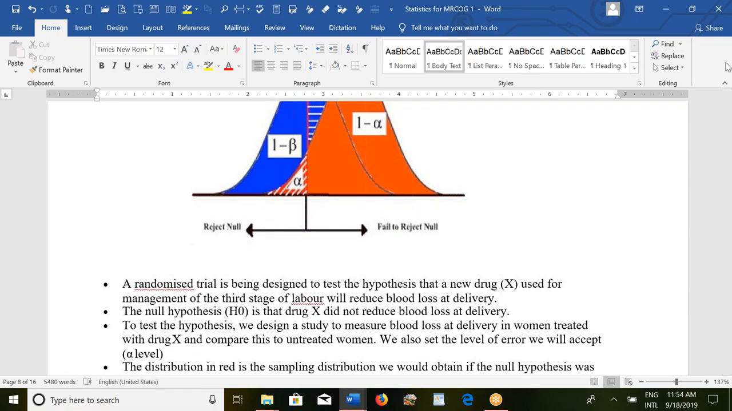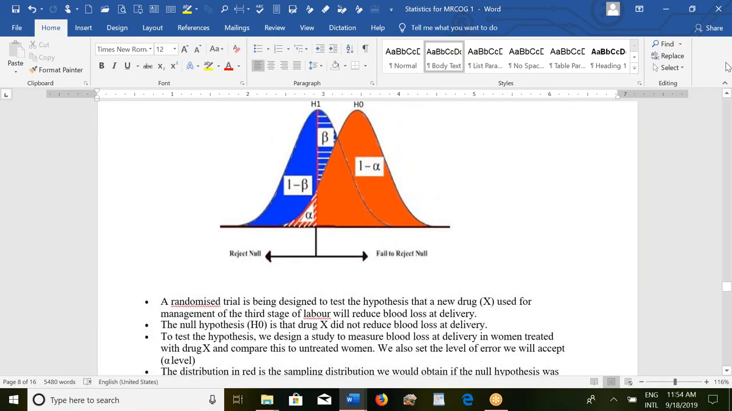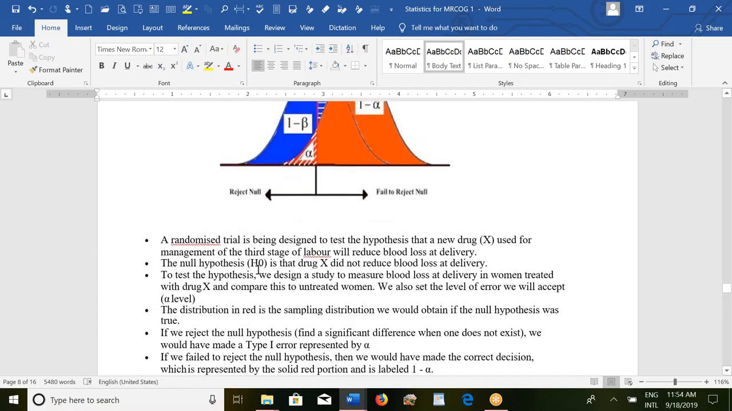Like a randomized controlled trial. So this is the null hypothesis, this is the alternative hypothesis. Here, reject the null hypothesis if the study is going in this direction, and if it is going to the right side, this is a type 1 mistake, when you are failing to reject the null hypothesis when it is true.